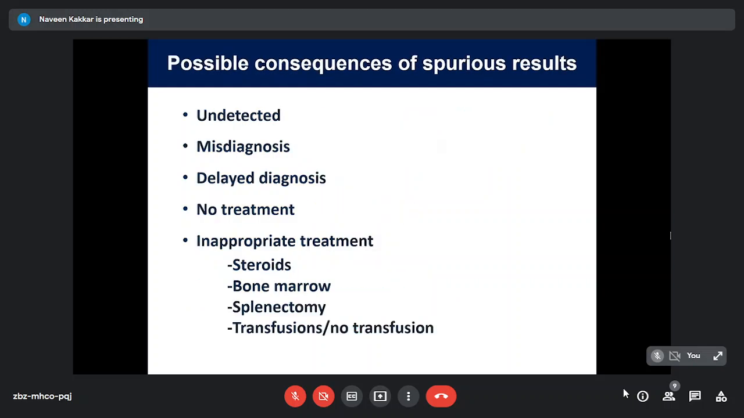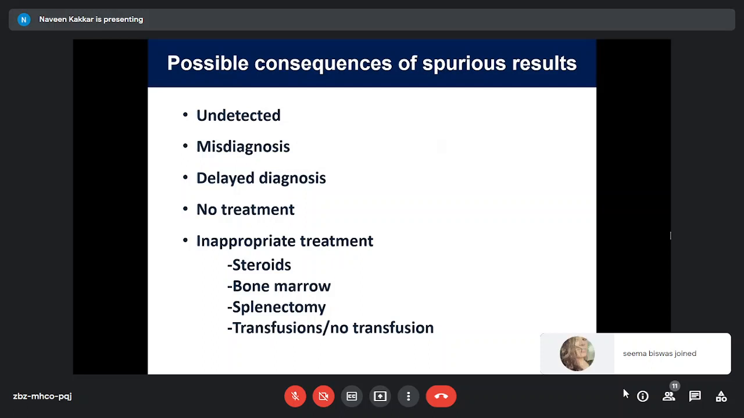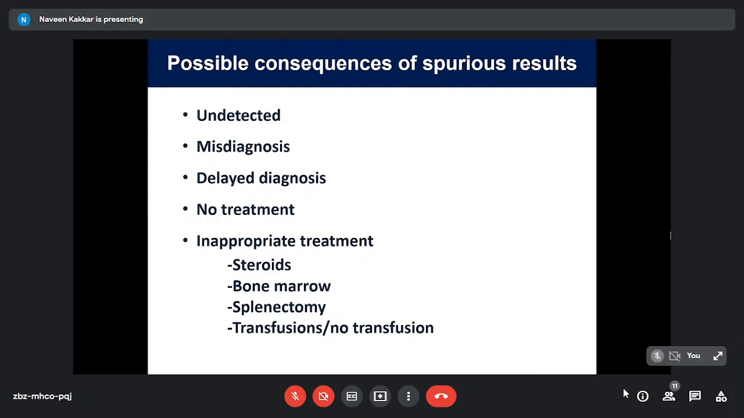So what are the possible consequences of these results? If everybody is lucky, it may go undetected, except the patient. The patient is unlucky then. So the lab doesn't know it gave a wrong result, the clinician doesn't know it interpreted wrongly, but the patient gets a wrong management sometimes. There may be misdiagnosis, delay in diagnosis, no treatment given when treatment was required, or inappropriate treatments. Patients have been given steroids, bone marrow is done, spleen is taken out, given transfusions or not given transfusion when required in scenarios of artifacts. So it's an area of real concern.